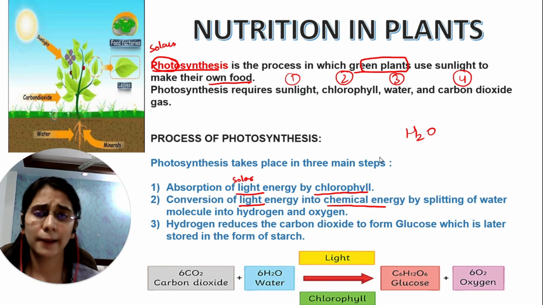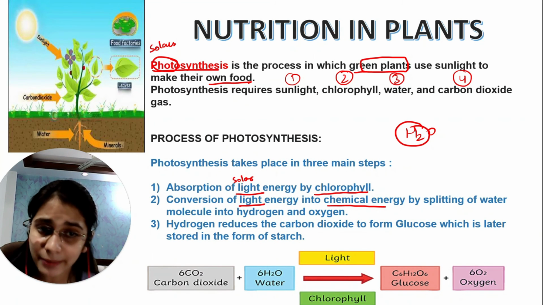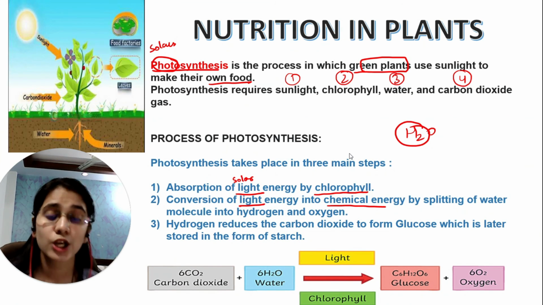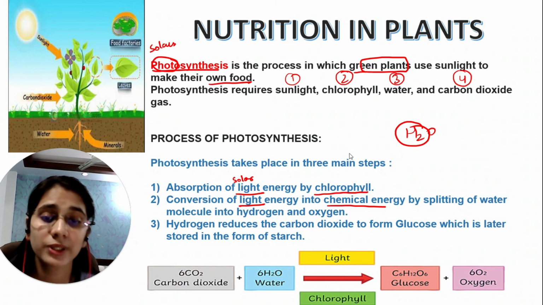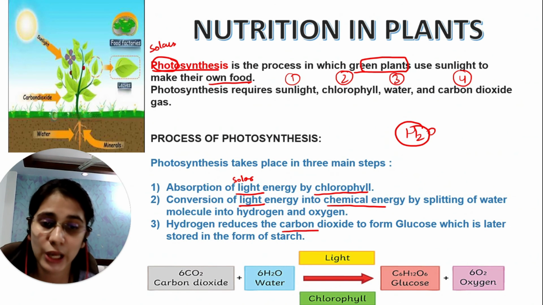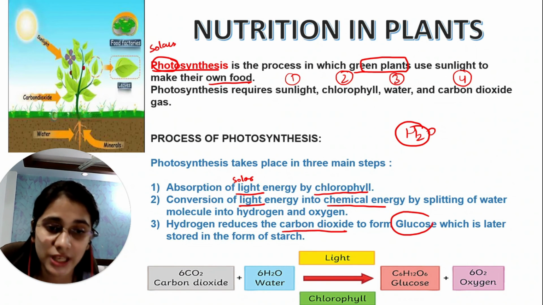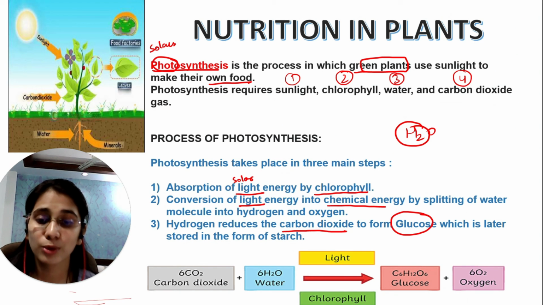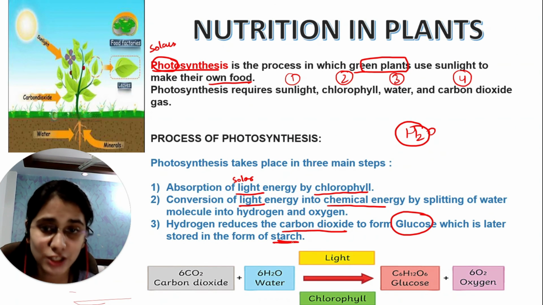Now, what happens? This hydrogen gets angry because it's being split from oxygen. So, it goes and fights with carbon. It reduces the carbon dioxide to form glucose, which is later stored in the form of starch, that is food.